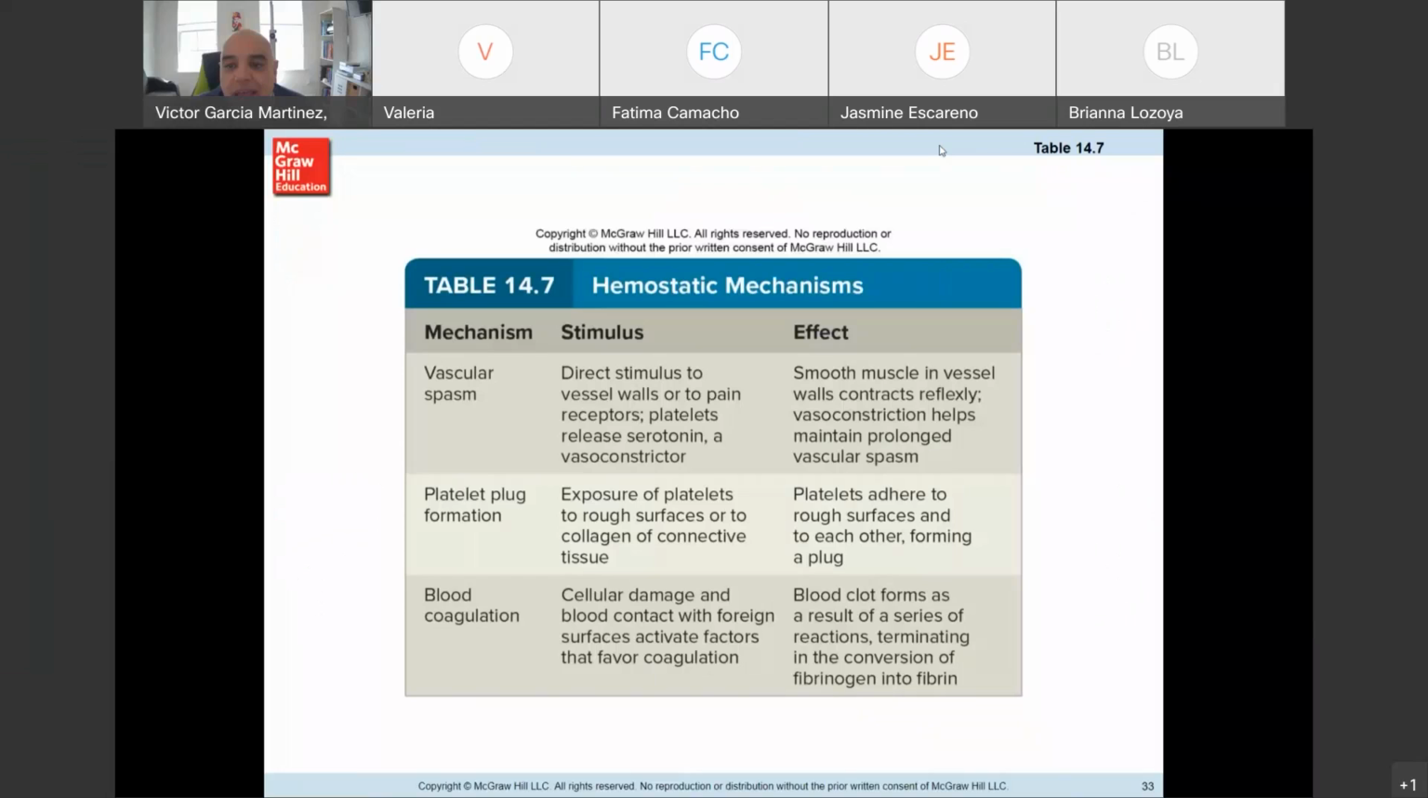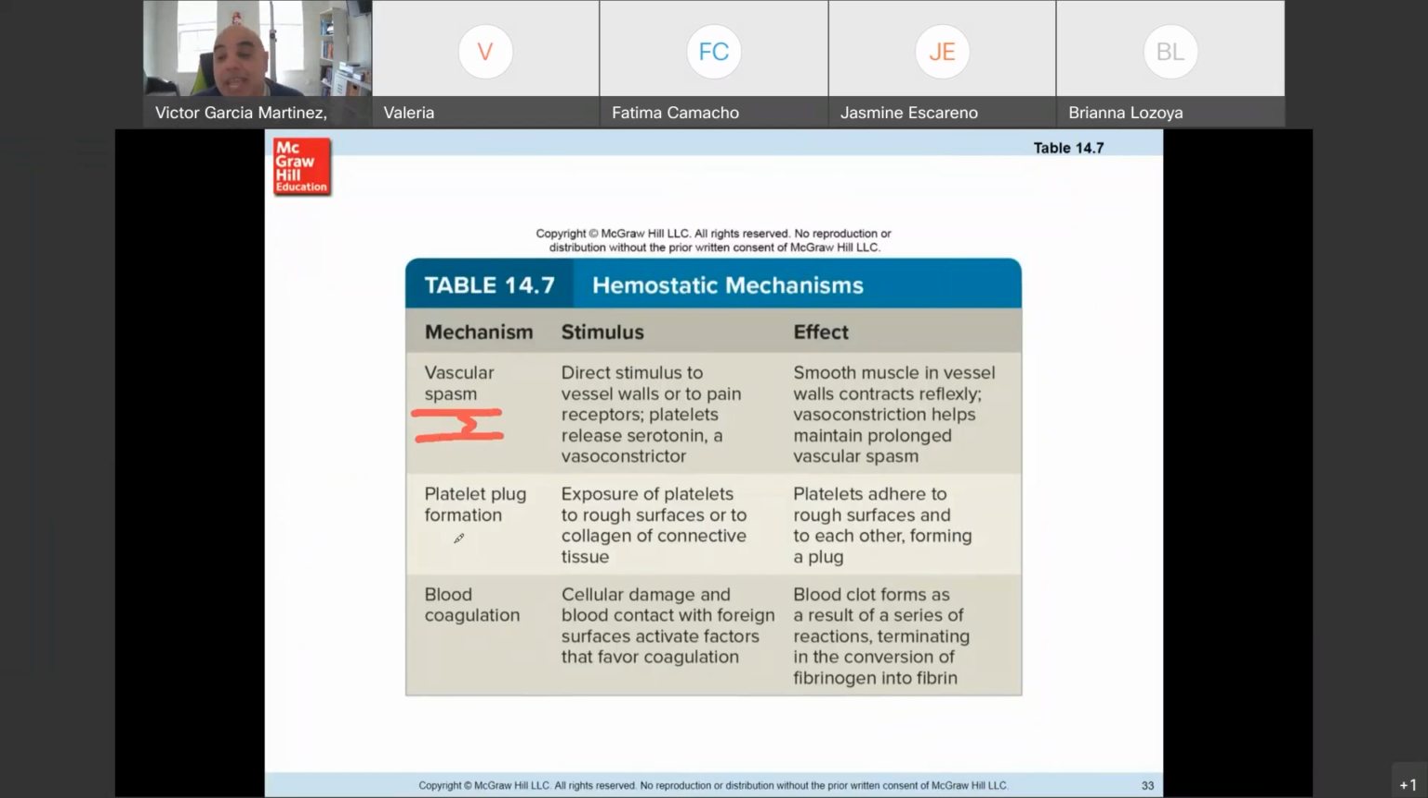Then we have three things, guys. Vascular spasm, which is closing your blood vessels. You have a blood vessel which is leaking, then you need to close it. You need to move, to contract that blood vessel in order to close that leak.